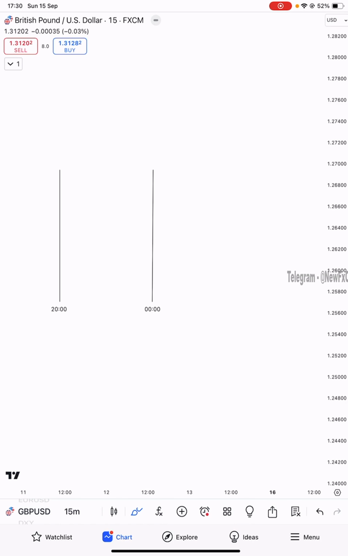only for Western currencies like the euro dollar, pound dollar, USD CAD. Why? Because if you trade something like USD JPY, usually the Asian session is really active because it's the JPY. Same for USD NZD, AUD USD.